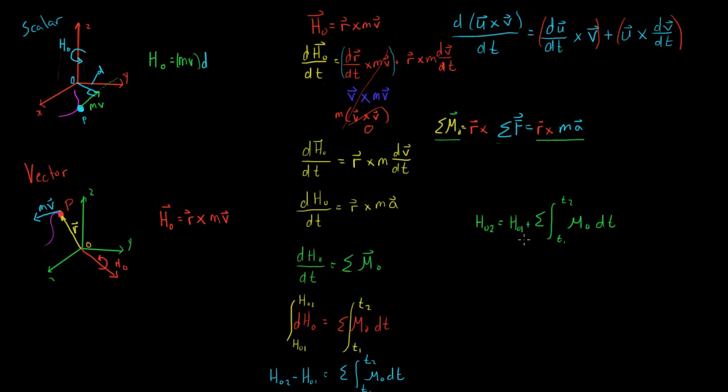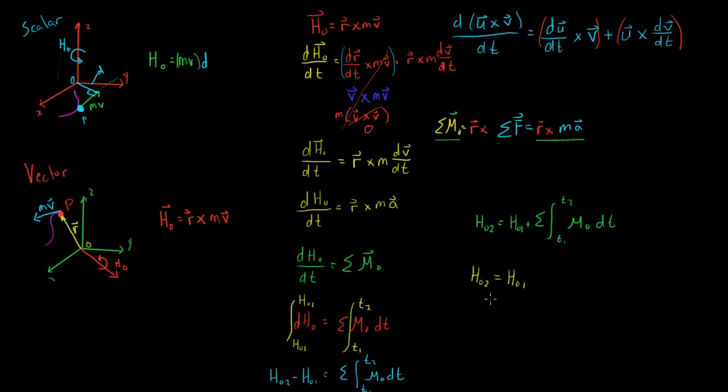So the initial angular momentum plus any impulses is equal to a final angular momentum. Now, let's say there are no impulses, this may go to 0, and we will have a final angular momentum is equal to an initial angular momentum. And this equation right here is known as the conservation of angular momentum.